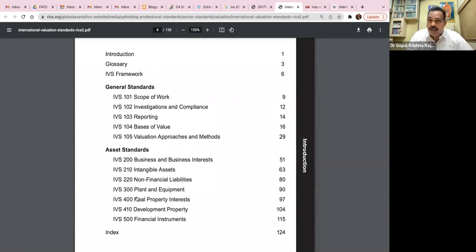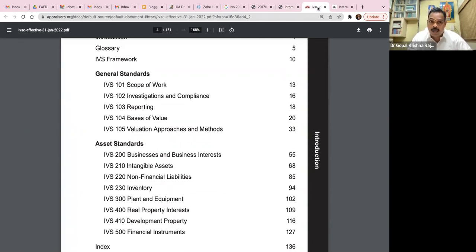This is your 2020: 200, 210, 220. So in the 2 series there are 3 standards, 3 series 1, 4 series 2, 5 series 1. So totally 7 standards. But look at 2022, we have 8 standards. In the 2 series there are 4, so you have a completely new standard introduced.